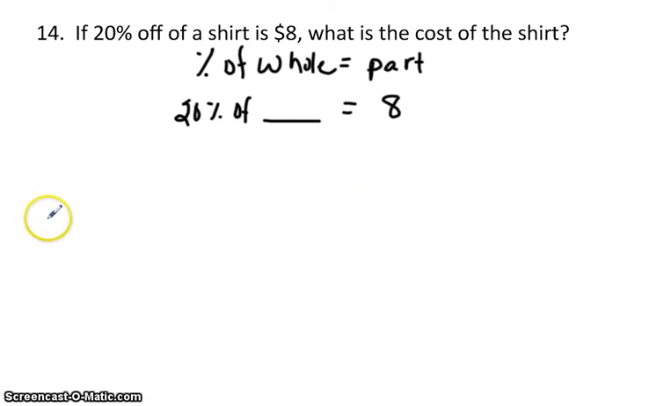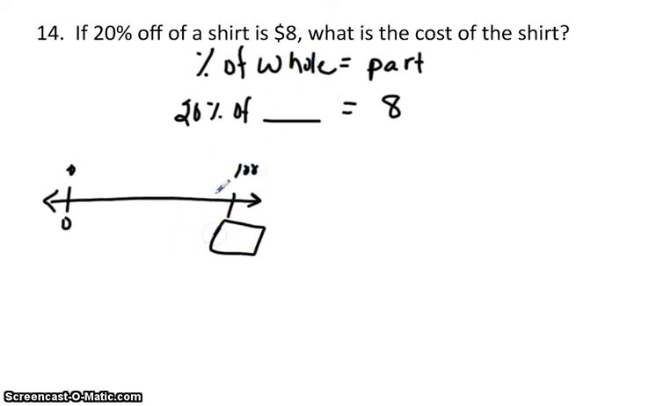I can also use a double number line to solve. If we set up our double number line, we have our 0 and our 0, and we have our 100. We do not know what the whole amount is, so we do not know our 100%. We do know 20% is 8. So since percents are on top, 20 is 8.